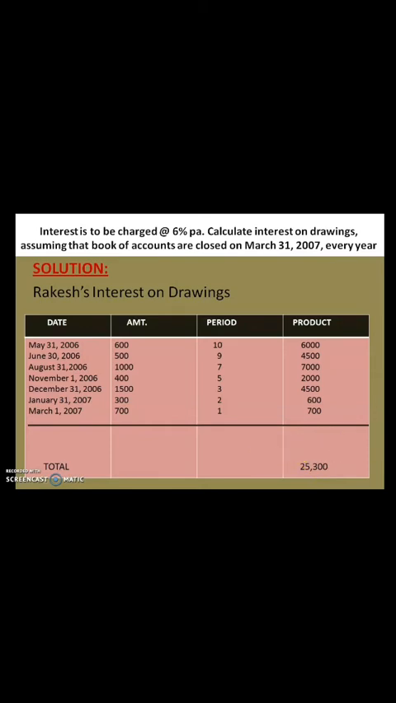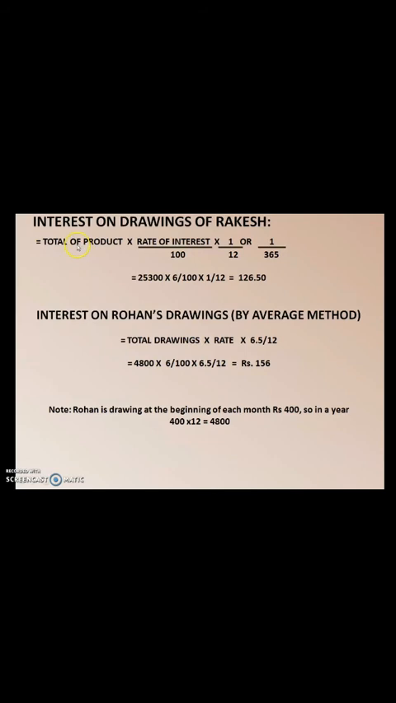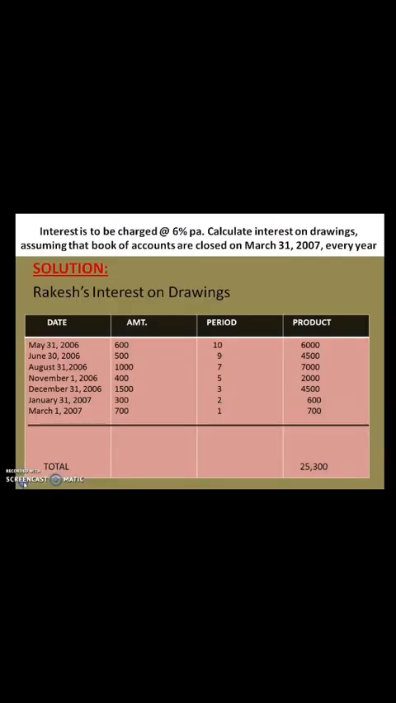Moving to the next, now let us see the calculation of interest on drawing of Rakesh. So we saw that total of drawing product into rate of interest divided by 100 into 1 by 12 or 1 by 365. This is a formula used to calculate when the drawing is irregular. Okay, so total of the product we have already calculated. What is the total of the product?